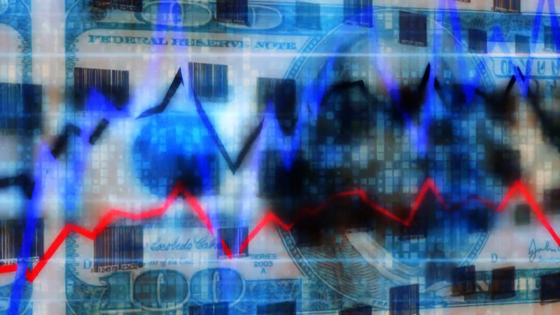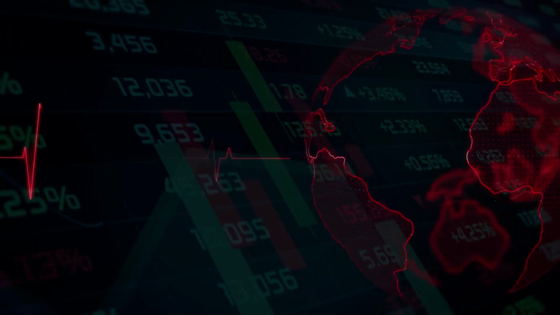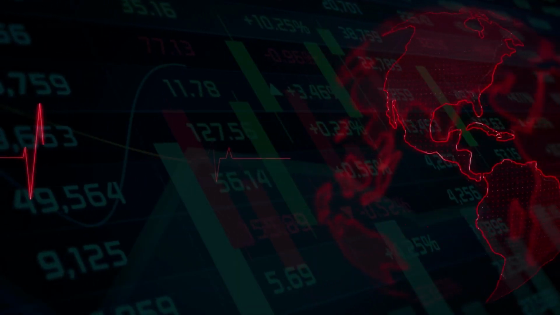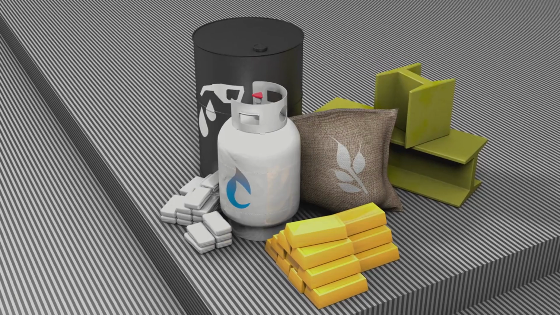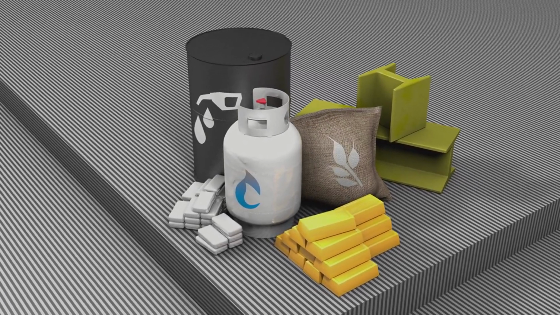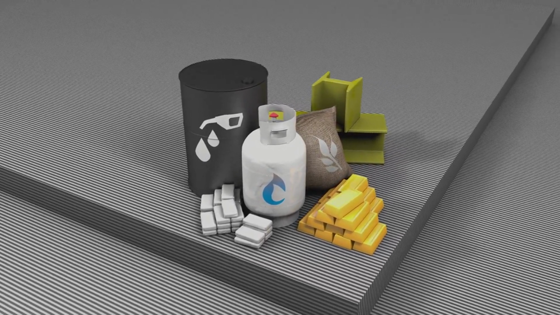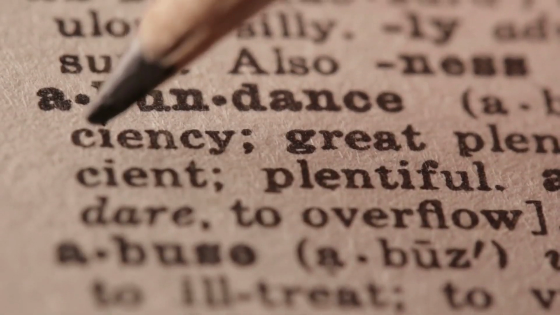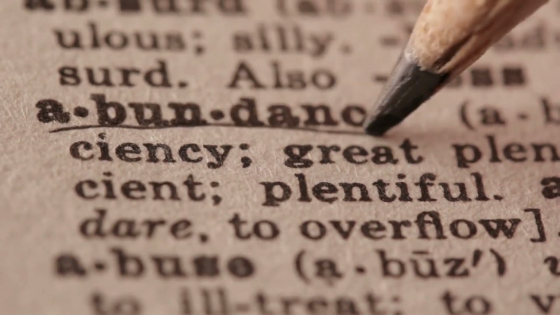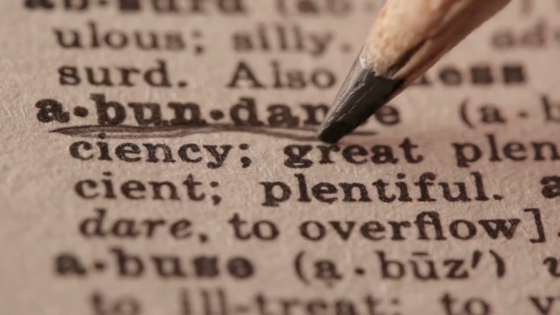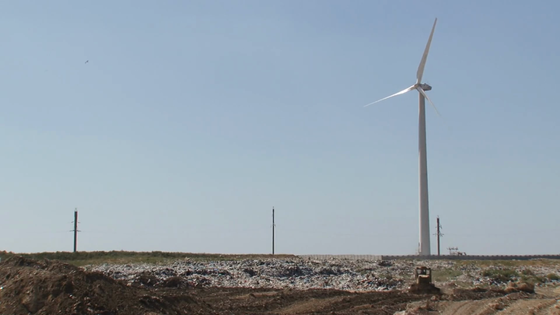Understanding scarcity and choice: at its core, the central economic problem is about scarcity. Imagine a world where resources, such as land, labor, and capital, are abundant. In such a scenario, everyone could have everything they desire without any trade-offs. However, reality paints a different picture.